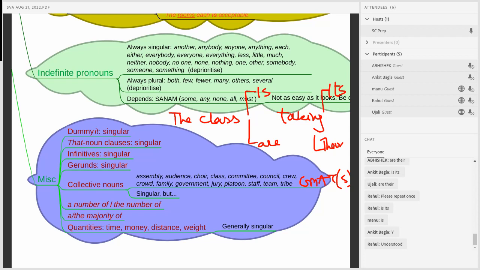Now we come to something that a lot of people are uncomfortable with: the majority of plus plural noun. Don't worry about the, it can be a also. But the point is majority of plus plural noun. Now, if I say the majority of MBAs, what do you feel sounds better? The majority of MBAs is or are consultants?